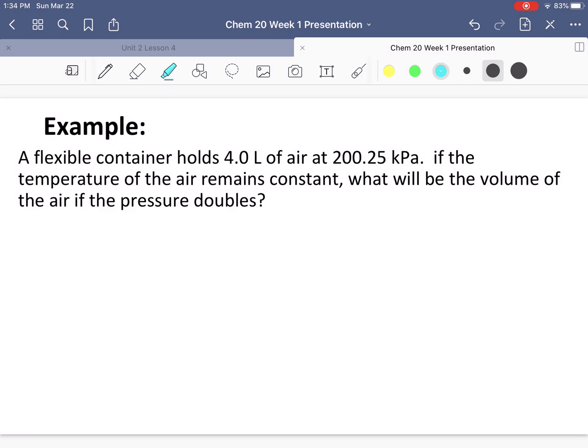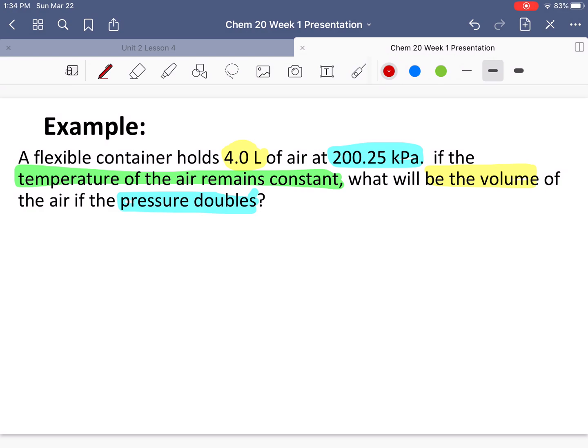So here we go. We have a flexible container with, ding, ding, ding, notice those units. As soon as you see liters, that's a volume. So here's our initial volume. This initial volume is being held at this. Notice the units, kilopascals. That means you've just been given an initial pressure. Here's a key language. If the temperature remains constant, that means that there is a temperature, but it doesn't change. Keep that in the back of your head. That's important. Goal of the question is, what will be the volume? So we're looking for a new volume if the pressure doubles, twice as much as it was.